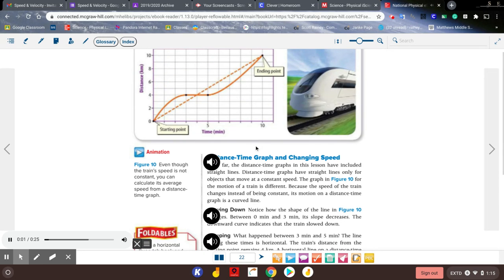Distance time graph and changing speed. So far, the distance time graphs in this lesson have included straight lines. Distance time graphs have straight lines only for objects that move at a constant speed. The graph in Figure 10 for the motion of a train is different. Because the speed of the train changes instead of being constant, its motion on a distance time graph is a curved line.